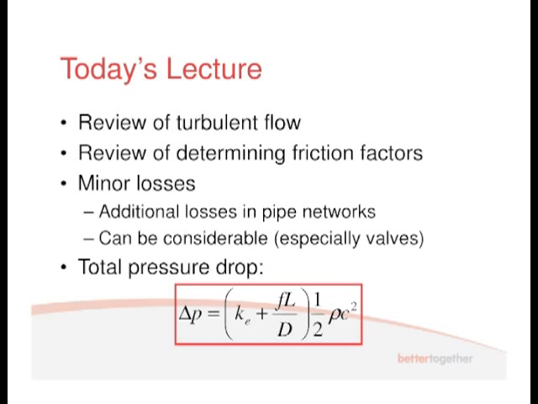And so the total pressure drop continued based on last week's pressure drop due to wall friction. We've now got this extra term, the effective K value, which is the sum of all the K terms, plus your FL upon D times the dynamic pressure. And that's your pressure drop in a turbulent pipe system with minor losses.